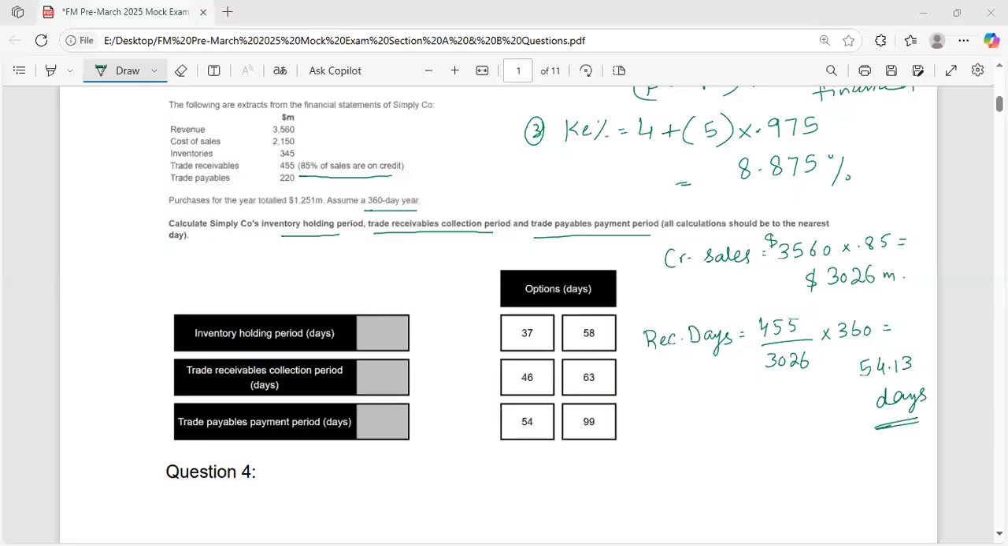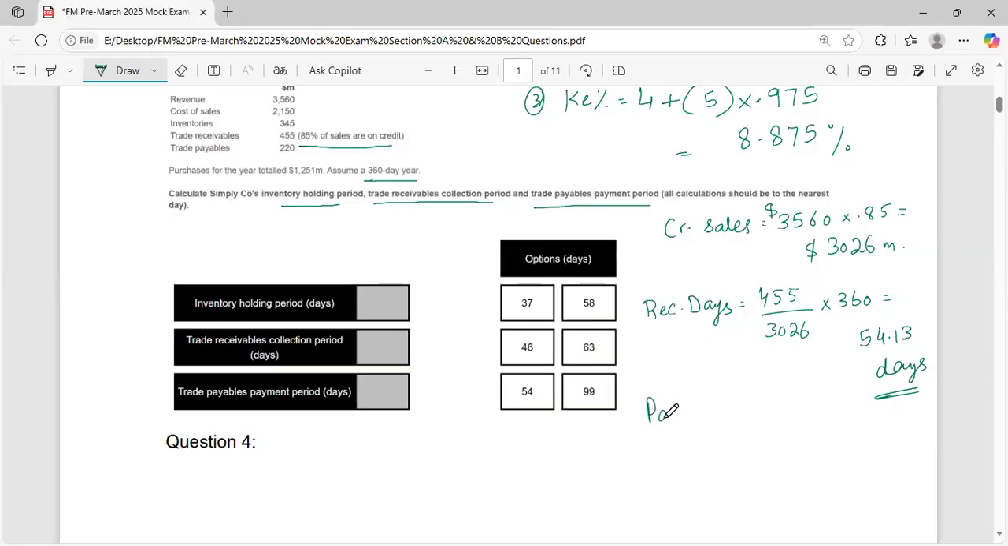Now we will calculate payables days, which is equal to 220 divided by cost of sales of 2150, multiplied by 360. It is 36.83 days.